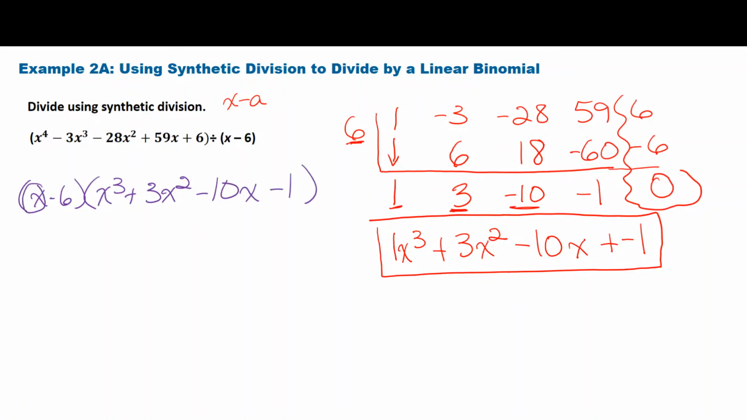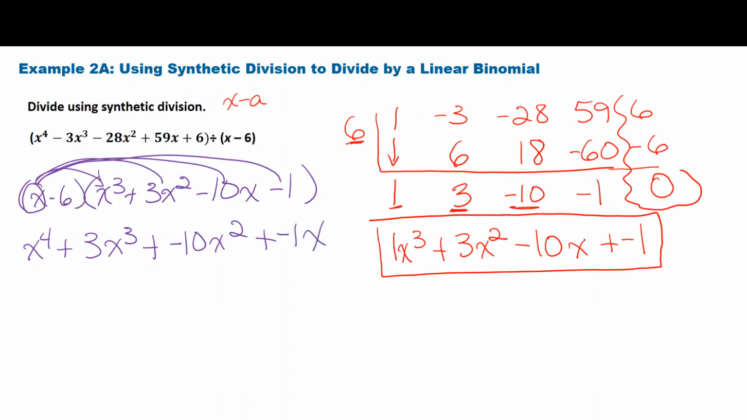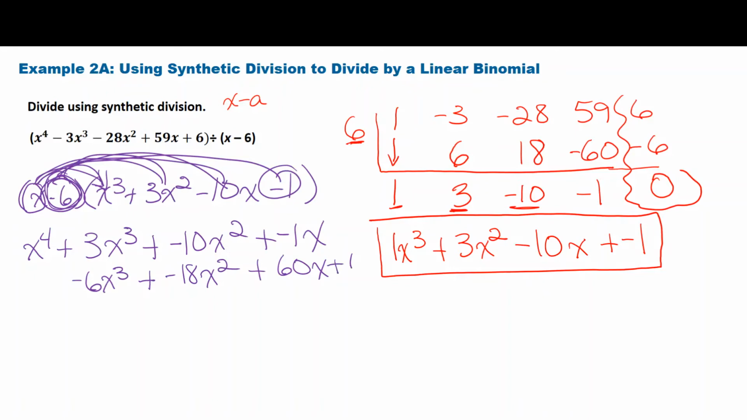All right, so I just have to distribute my x first. So that's going to give me x to the fourth plus 3x to the third plus negative 10x squared plus negative 1x. Now I'm going to distribute my negative 6. So negative 6x cubed. Negative 6 times 3 is negative 18x squared. Negative 6 times negative 10 is a positive 60x. And negative 6 times negative 1 is a positive 6.